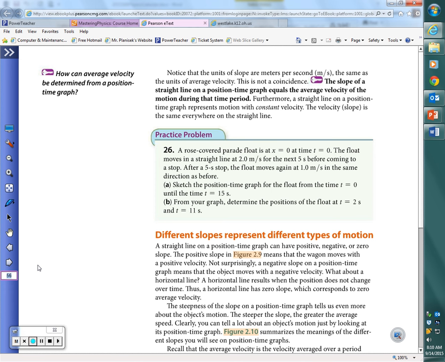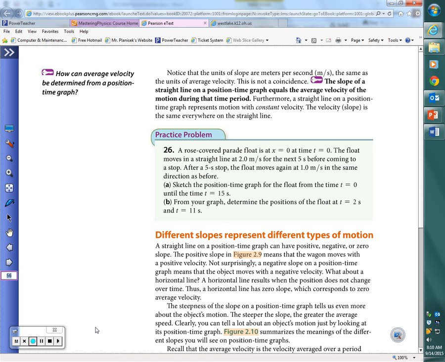Shoot. All right, on page 56, right in the middle of the page, is practice problem number 26. Why don't we start with that? It says a rose-covered parade float is at x equals 0 at time t equals 0. The float moves in a straight line at 2 meters per second for the next 5 seconds before coming to a stop. After a 5-second stop, the float moves again at 1 meter per second in the same direction as before. Part A says sketch the position versus time graph for the float. And then part B, determine the position of the float at 2 seconds and at 11 seconds.